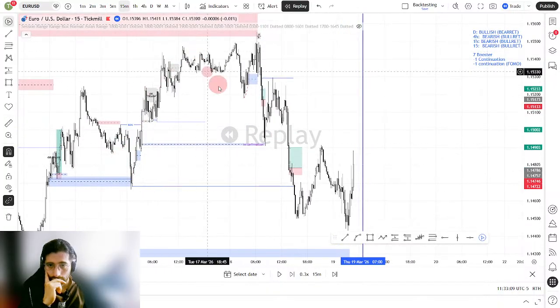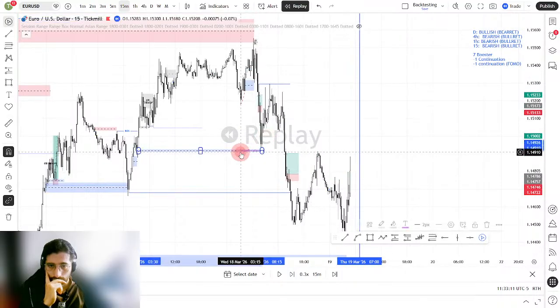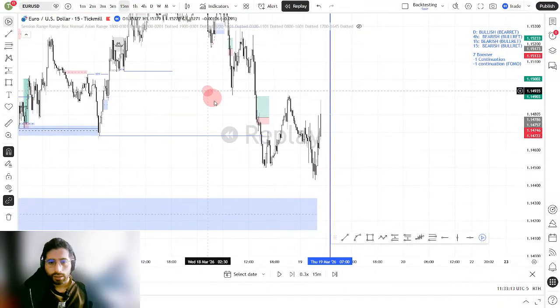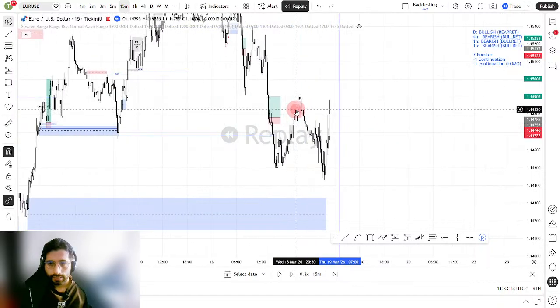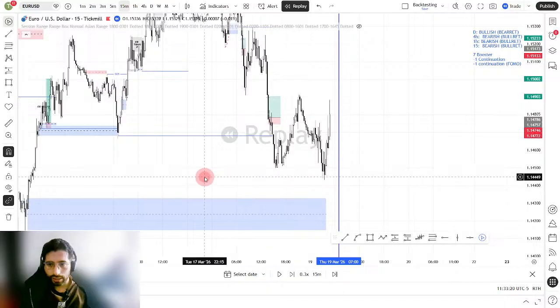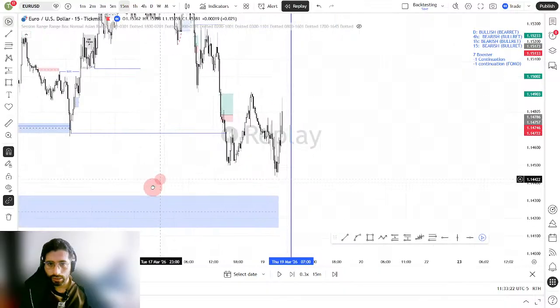It took us out, continued pushing down, took out the money that was allocated here. It went down. All right. It's reacting on this order block. Not that clear for me.